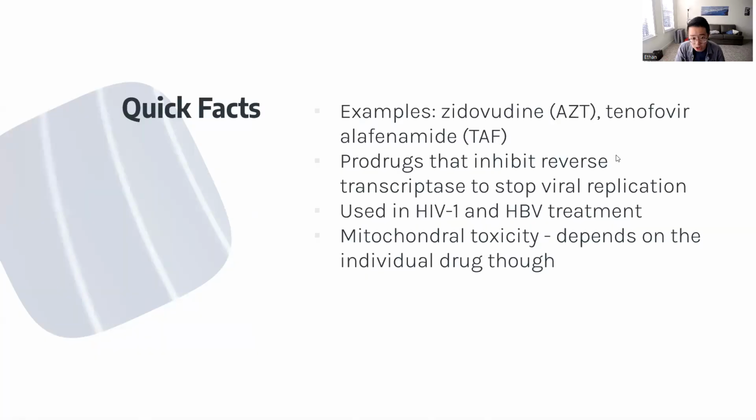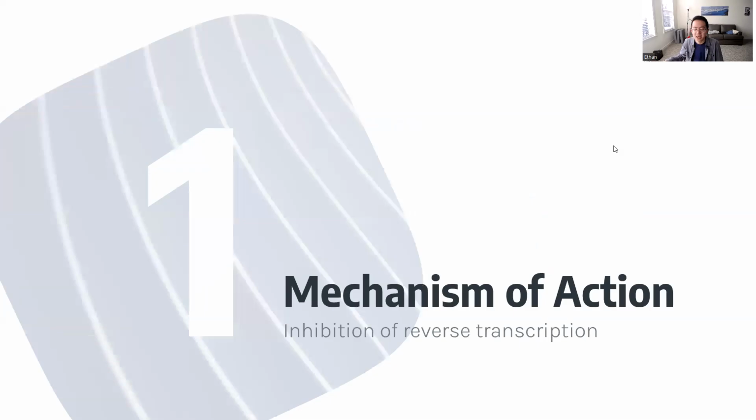Examples of NRTI drugs include zidovudine, abbreviated AZT, and tenofovir alafenamide, or TAF. Apologies in advance if I mispronounce anything today. These are prodrugs that inhibit reverse transcriptase to stop viral replication. They're used in HIV-1 and HBV treatment, and their toxicities are mainly mitochondrial, but it depends on the individual drug within the class though. Let's talk about the mechanism of action.